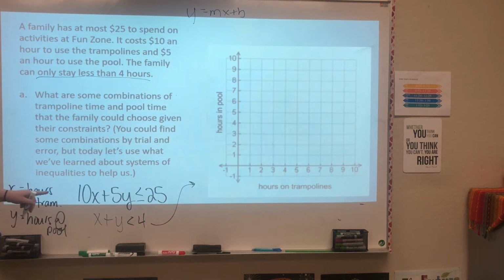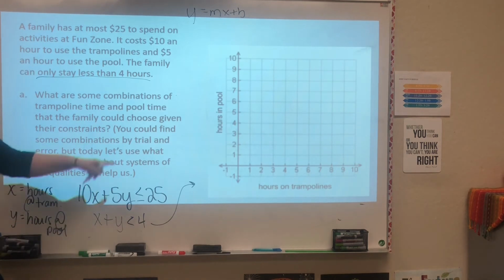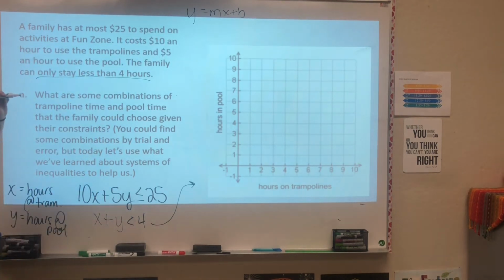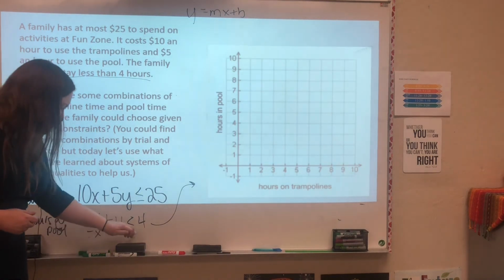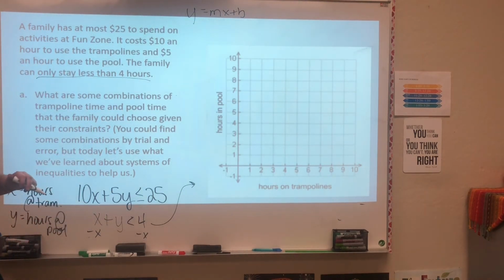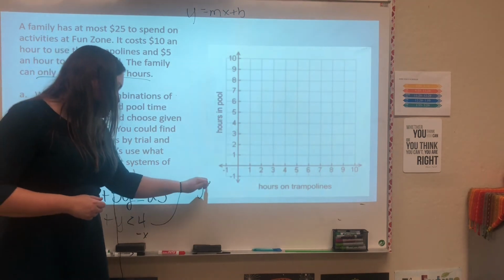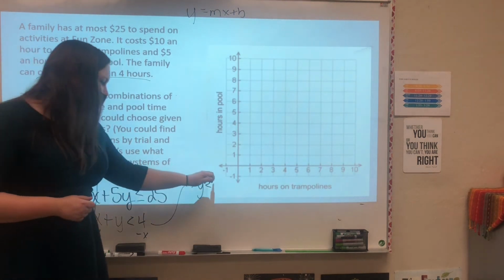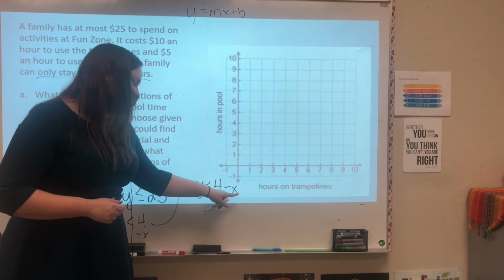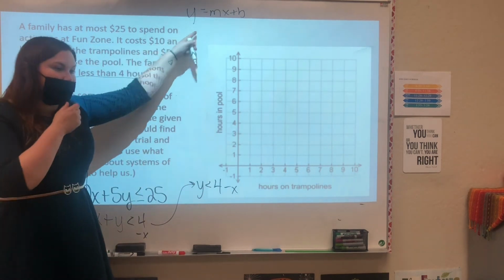It's the same idea. So if I want to get this in slope-intercept form, if I want it to look like this, you just subtract x from both sides. Which is going to leave us with y is less than 4 minus x. You could write 4 minus x, or negative x plus 4 if you want it to look exactly like this.